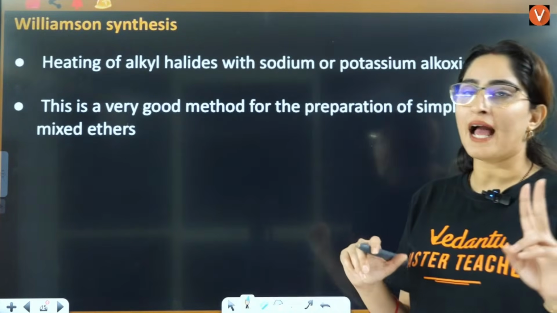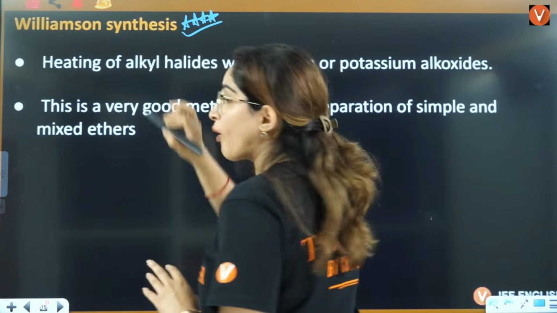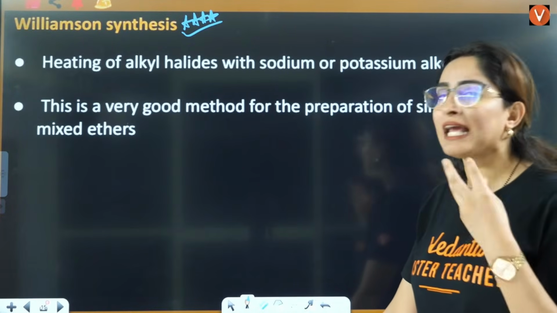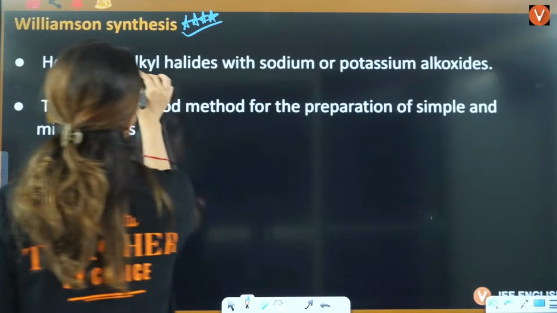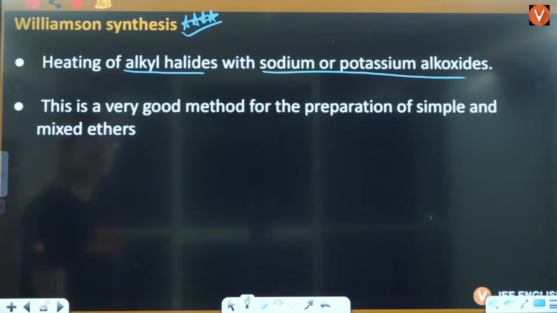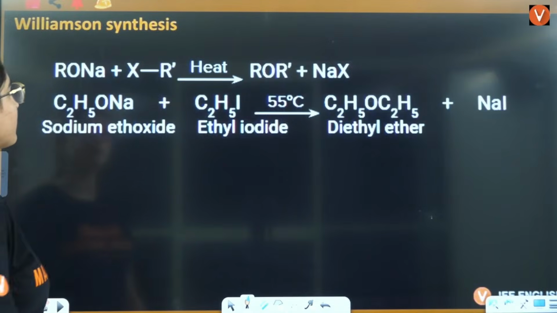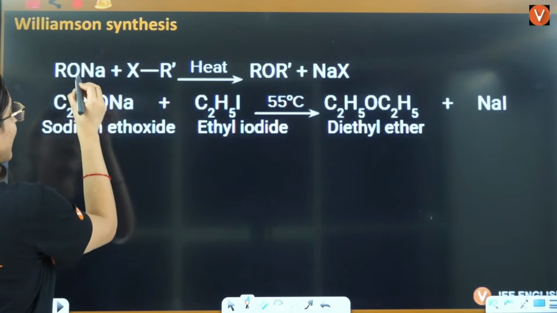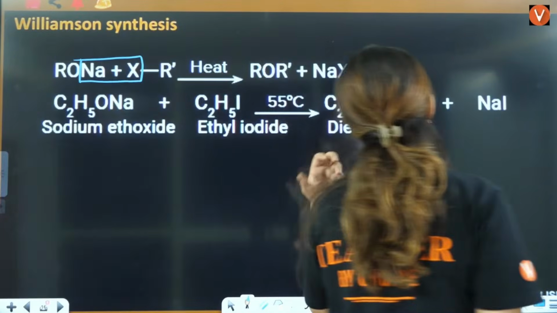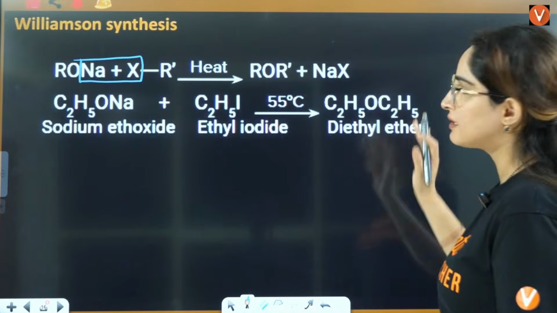Now, the second reaction is the Williamson synthesis reaction, a very, very important reaction, a very frequently asked question, right? So on heating, here what we do, we have an alkyl halide and we have sodium or potassium alkoxide, right? So it's a very good method of preparation of simple or mixed ether. Why? Because here you have alkoxide, this is alkyl halide. NaX will be eliminated and you will have the formation of mixed or symmetrical, or you can say simple ethers, right?